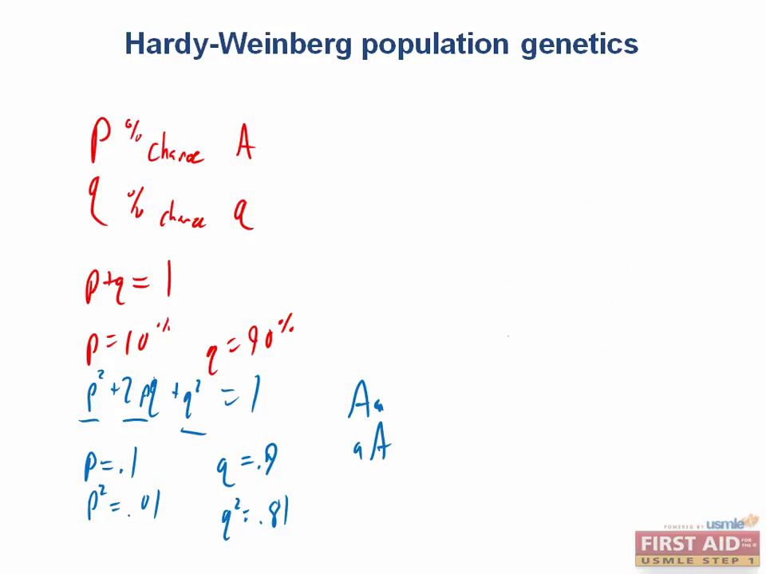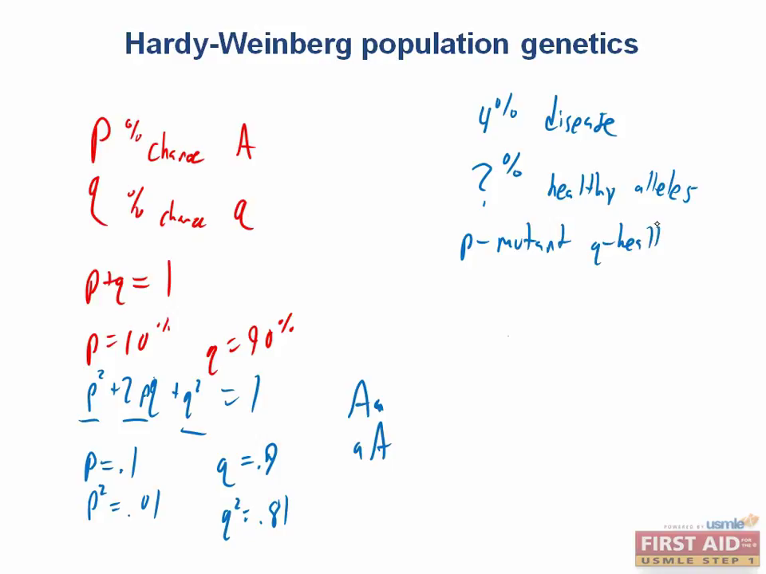Okay, so let's do an example of something you might see in an exam. Let's say 4% of individuals in a population have an autosomal recessive disease. And you need to figure out what percentage of the alleles in this population are healthy. This means that 4% of individuals are homozygous for the diseased allele. We can assign P to be the frequency of mutant alleles and Q to be the frequency of healthy alleles. So what does P squared equal? Right, this would be 0.04, or 4%.